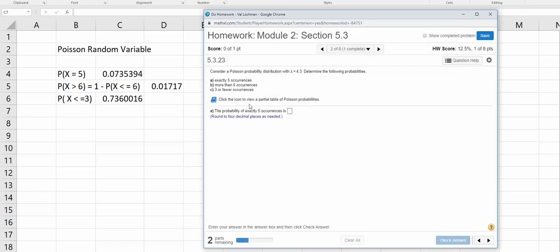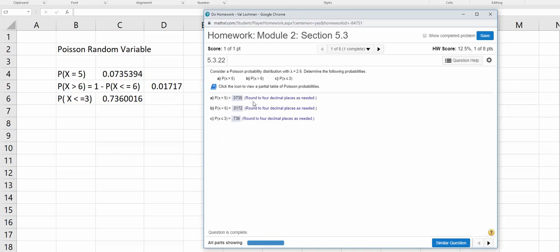So, probability of x taking exactly the specified value, greater than, less than or equal to. That's all of the cases that we can cover.